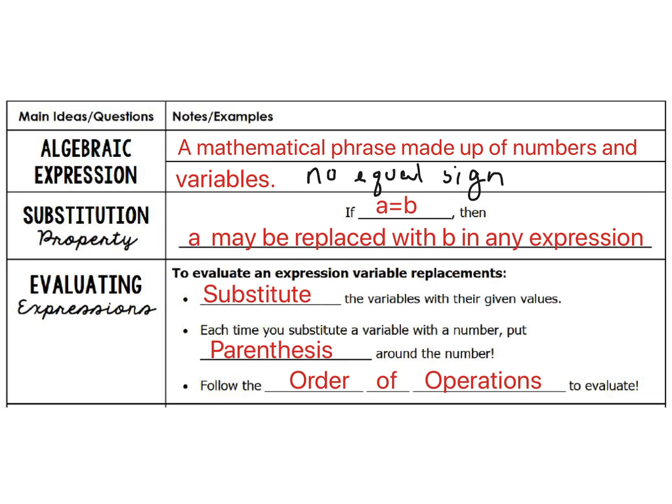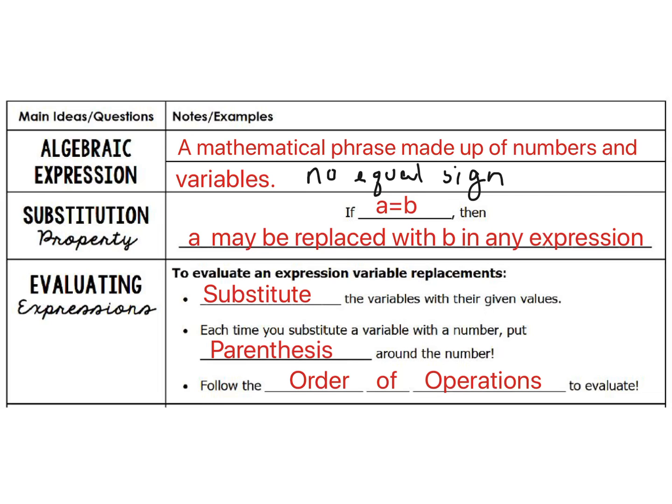Our substitution property states that if A equals B, then A may be replaced with B in any part of the expression. How do we replace it? To evaluate expressions, we're going to be replacing one letter with another number using substitution.